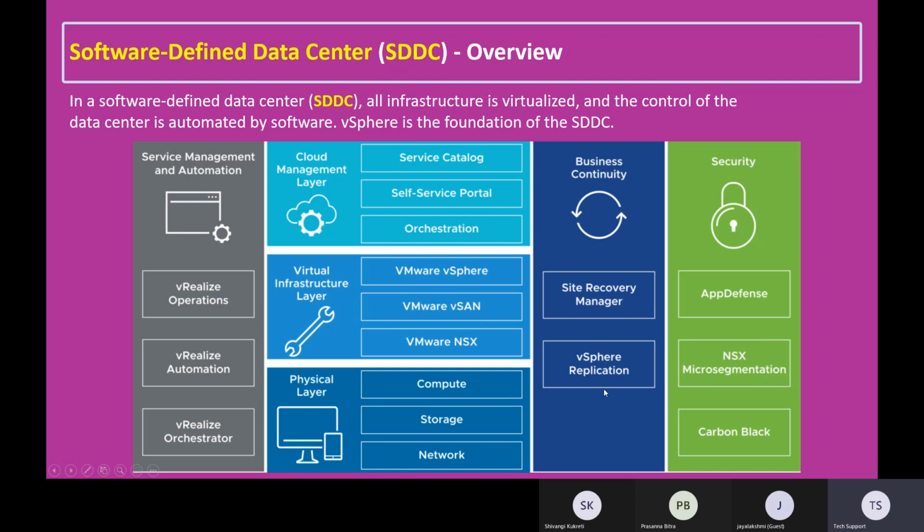Similar to SRM, there is another product also, replication. Replication will replicate the data between the sites, site 1 to site 2, site 2 to site 3, like that. And we are talking about all the virtual infrastructure, so how about the security? Again, there are separate security products: how we can maintain app level security, network level security, and some additional advanced security. These are all the security products.